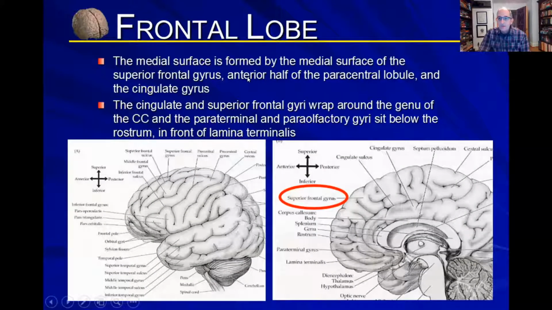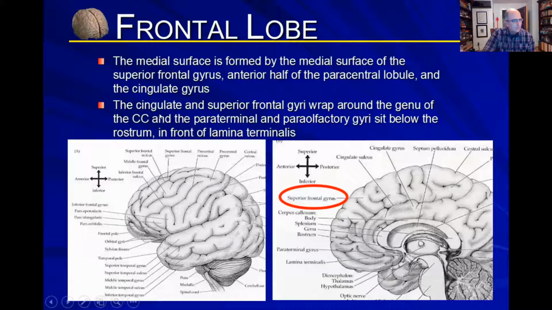You have to think about the medial surface of the hemisphere when you're thinking about the frontal lobe as well. The medial surface is formed by the medial surface of the superior frontal gyrus, the anterior half of the paracentral lobule, and the cingulate gyrus. Here on the medial hemisphere, you can see this very large superior frontal gyrus, the medial portion of that, and that comes back. And here is the paracentral lobule, and the anterior half of that is the end of the frontal lobe.